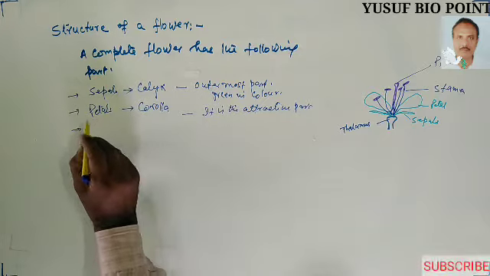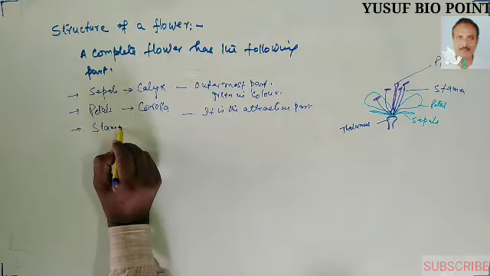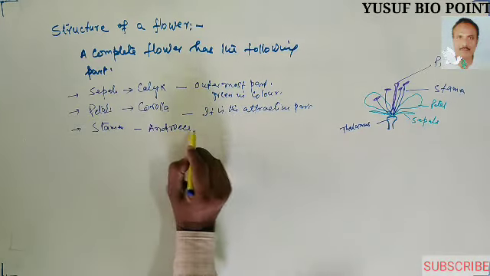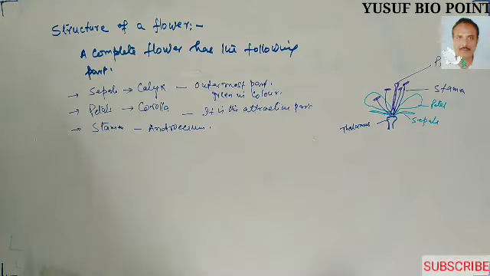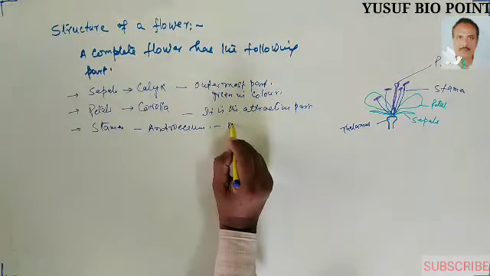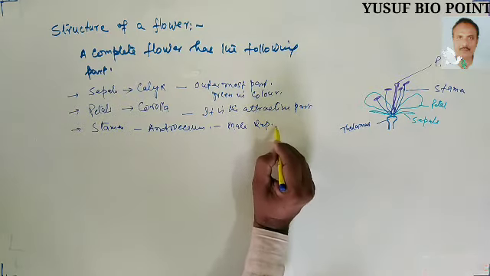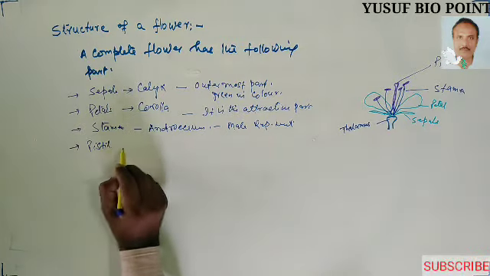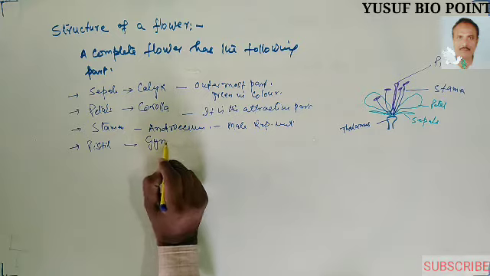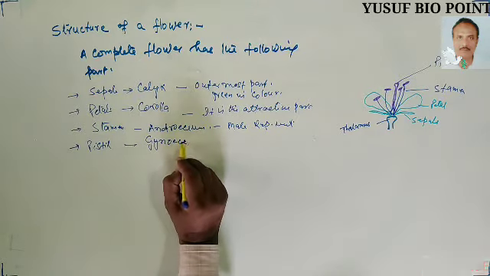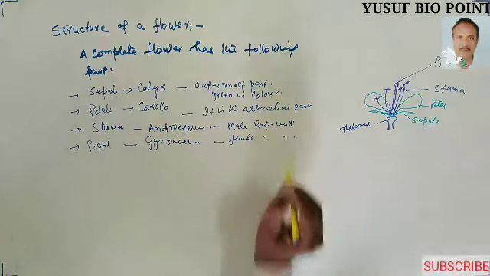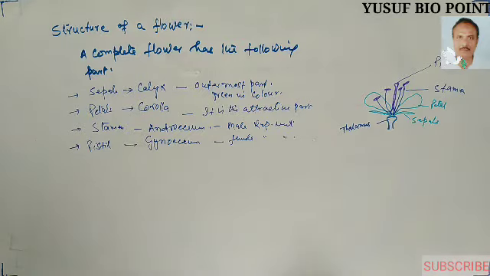Next one is stamens. Group of stamens is called androecium, and it is the male reproductive unit. And next one is pistil. It is also called gynoecium. It is the female reproductive unit. So in this way these four parts are present.